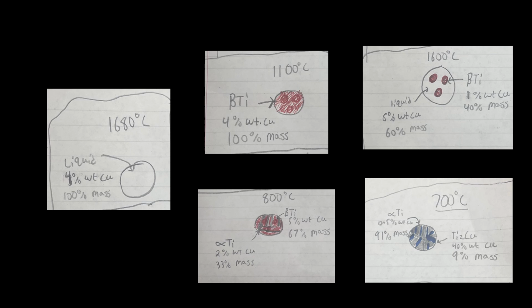And then we drop down to the alpha titanium and beta titanium phase. Alpha has 2% weight of copper, and beta has 5% weight of copper. And the calculations have beta at 67% mass and 33% mass for alpha. And then finally, we drop down to 700 degrees Celsius, where we have alpha titanium and titanium 2 copper. Titanium 2 copper has a 40% weight of copper, and alpha has a 0.5% weight of copper. And the calculations got 91% mass for alpha and 9% mass for titanium 2 copper.